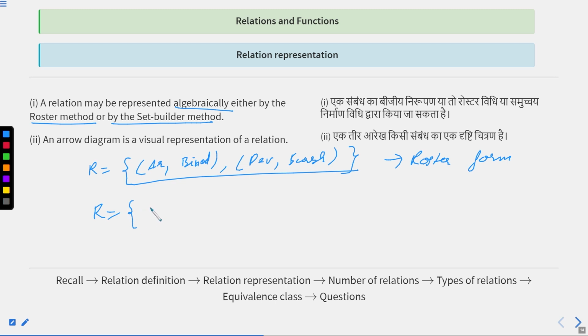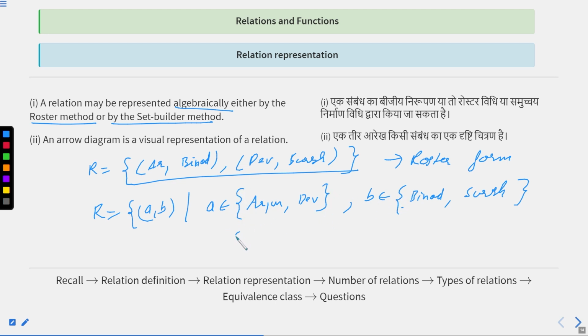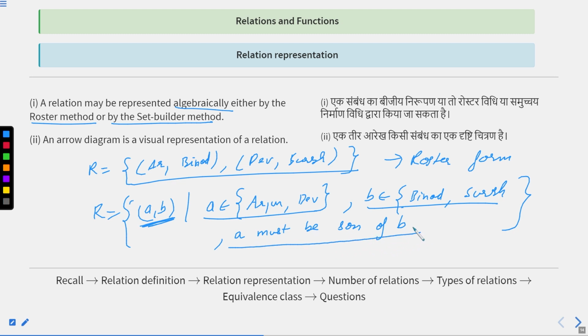If you try to put it in a set builder way, how will you write? You will write the collection of all pairs (A, B) such that A belongs to the set of Arjun and Dev, and B belongs to the set of Vinod and Suresh, where A must be son of B. In set builder form we write like this: the collection of all (A, B) such that A belongs to this set, B belongs to this set, and the relation is defined by A must be son of B. As you can see, Arjun is son of Vinod, Dev is son of Suresh. I hope that it is clear.